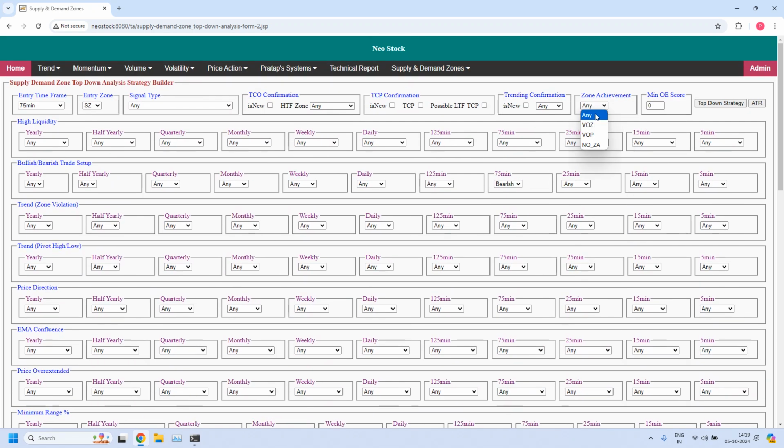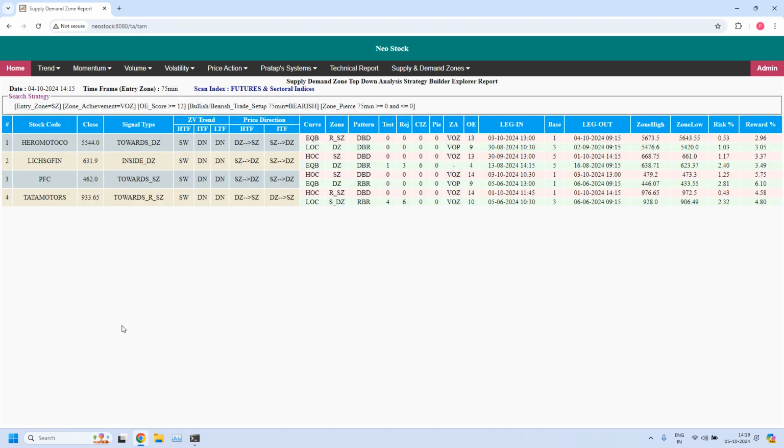Zone achievement violated opposing zone, minimum order enhance score 12. All the 3 filters are applied to 75 minute supply zone. Now let's filter. We got 4 stocks.